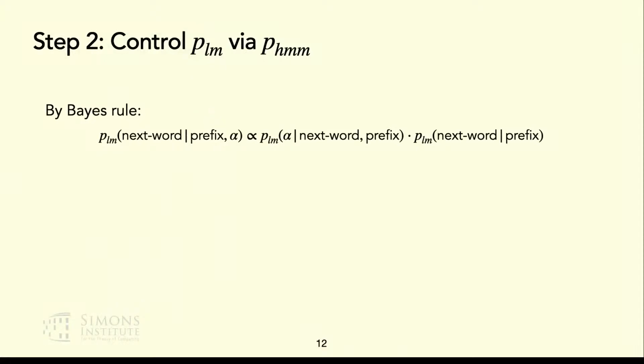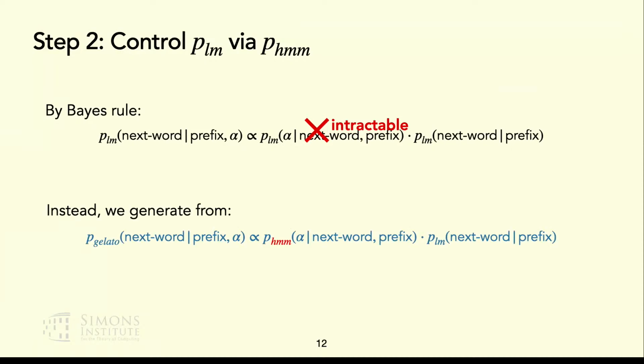So this is the original Bayes decomposition of the conditional probability we have. So this term here is intractable. So we secretly replace the subscript of LM with HMM, no one will notice. And we define this conditional distribution, the GeLaTo distribution. And we can compute this with a linear pass of the circuit.